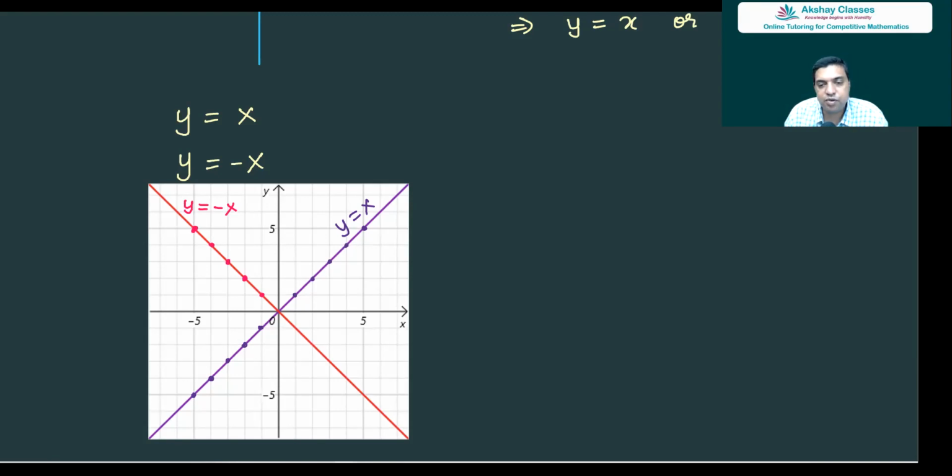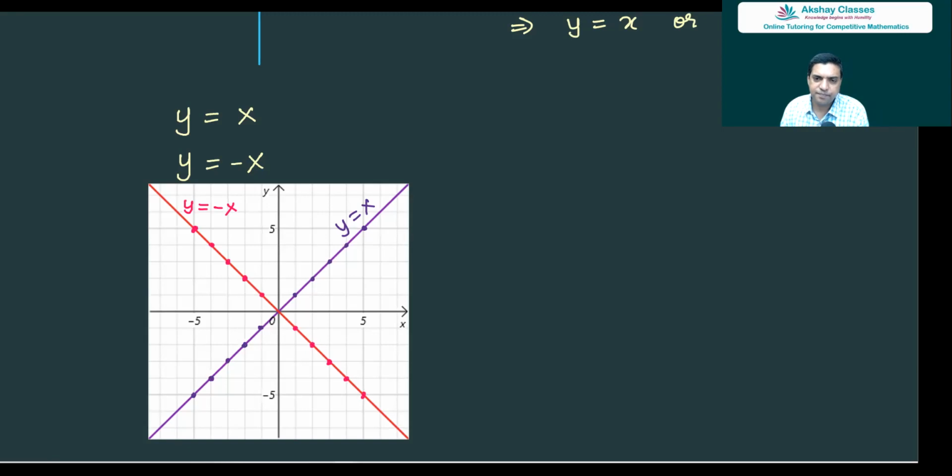Vice versa. When x equal to 1, y is minus 1. When x equal to 2, y is minus 2. x equal to 3, y equal to minus 3. x equal to 4, y equal to minus 4. x equal to 5, y equal to minus 5. So this is the line y equal to minus x.